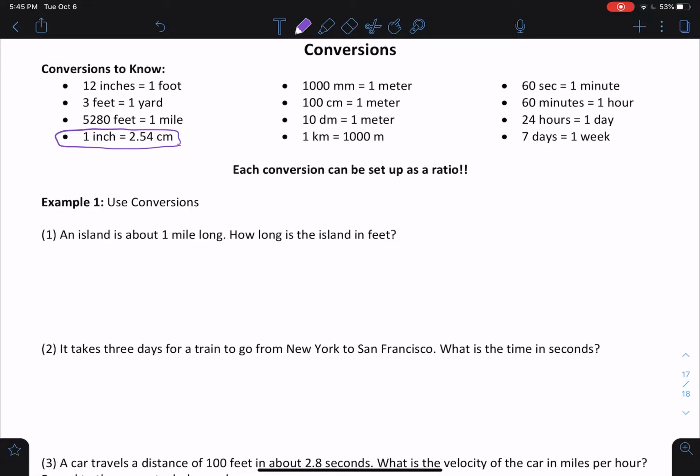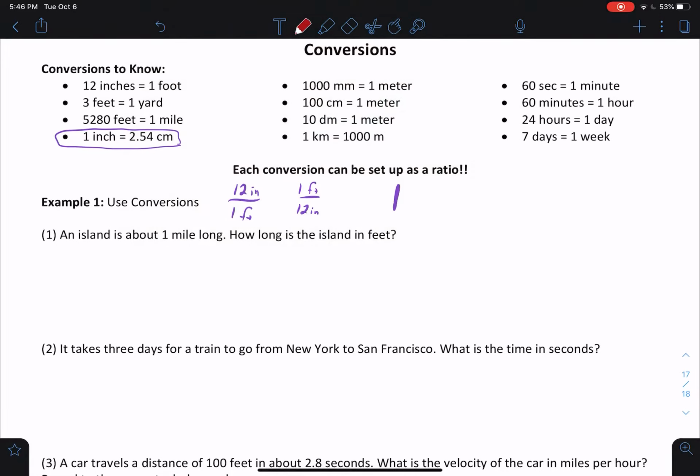Okay, all right, so we can set each of these conversions up as a ratio. So for example, I can set this up as 12 inches over 1 foot, or 1 foot over 12 inches, because 1 foot and 12 inches are the same thing. So this ratio really just simplifies to become 1, because the top and the bottom are the same thing. It's just helping us convert from one unit to another. All right, so let's do this in some examples.